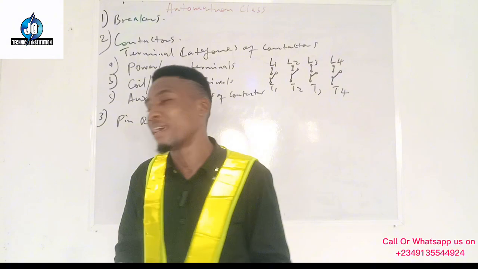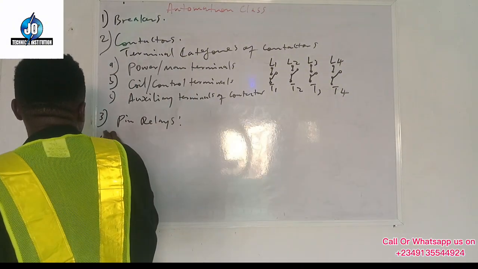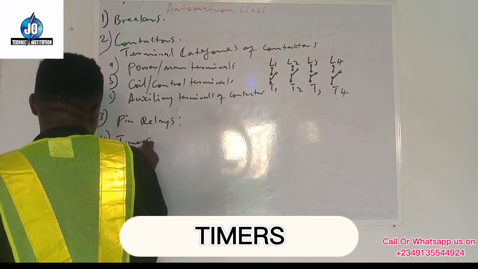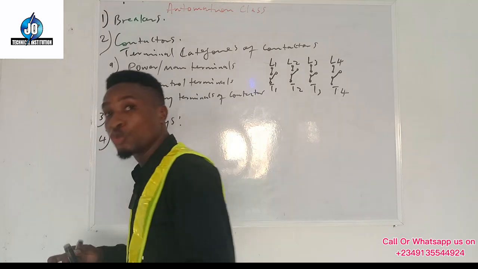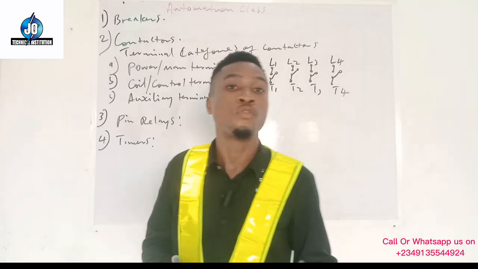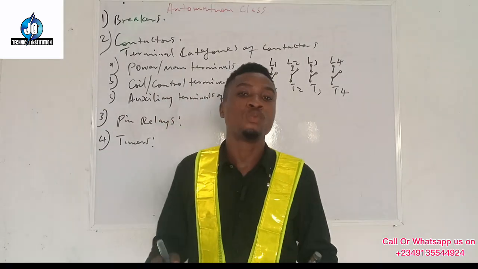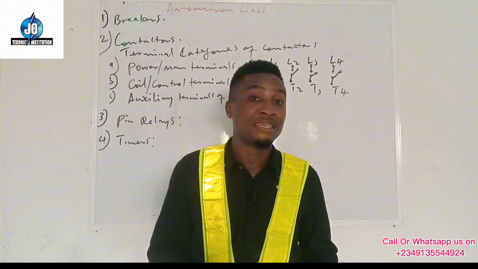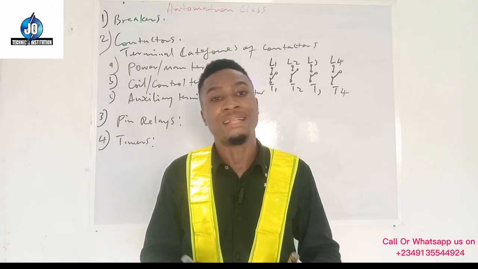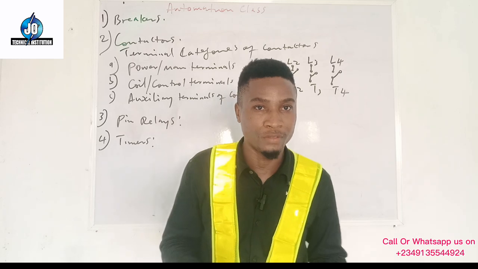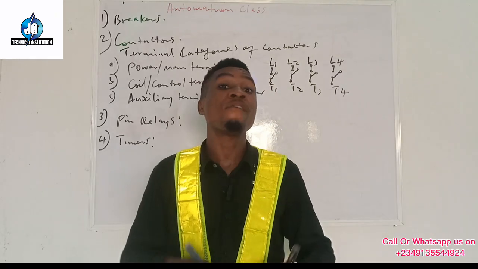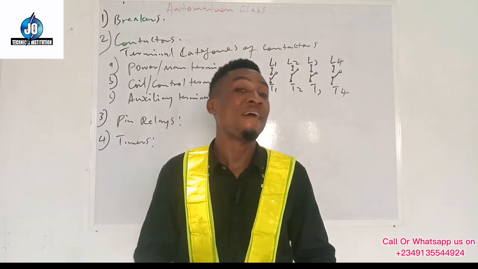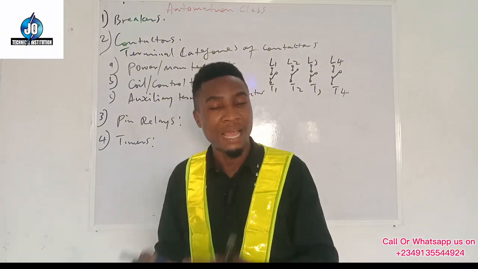Then when you look at another one, number 4, we talk about timers. Timers are actually used to delay before the load functions. They are electrical switchgears which we use to control electrical loads, but you set a delay time in a way that you can delay something to function at a particular period of time. So in this case, we have terminals of contactors, terminals of pin relays, and terminals of timers also.